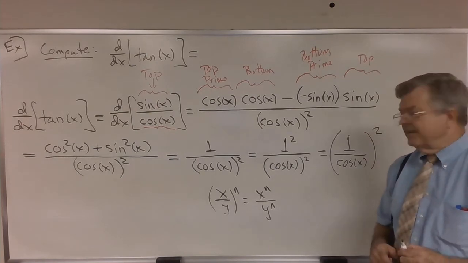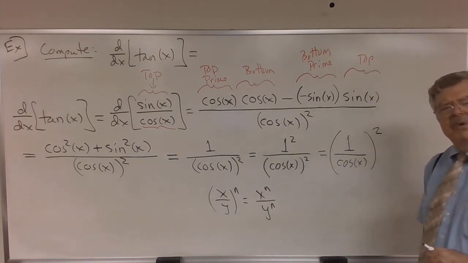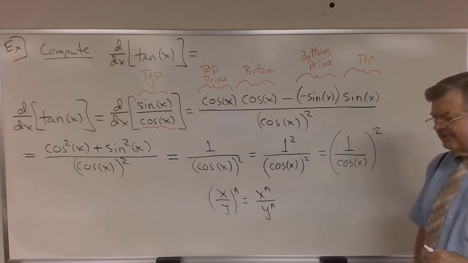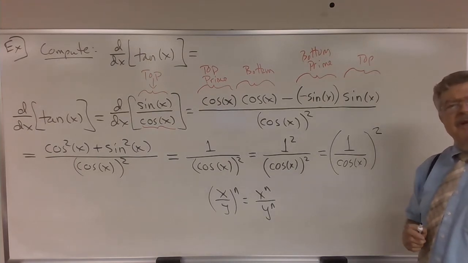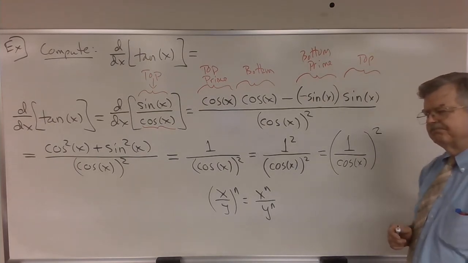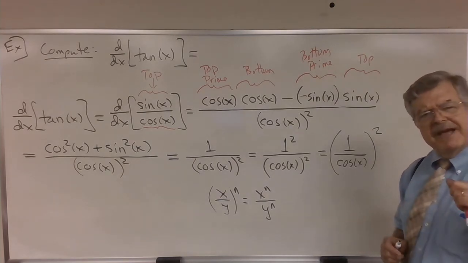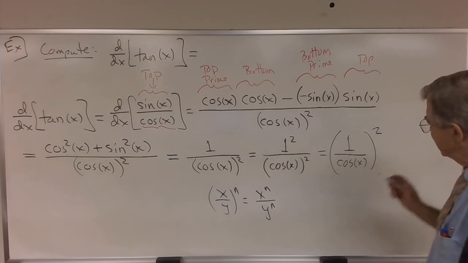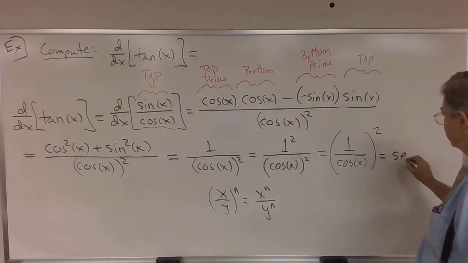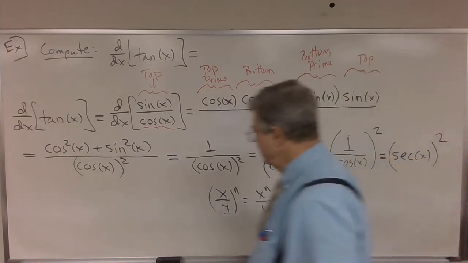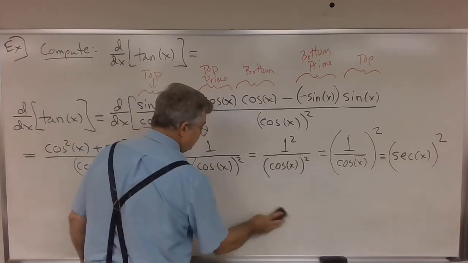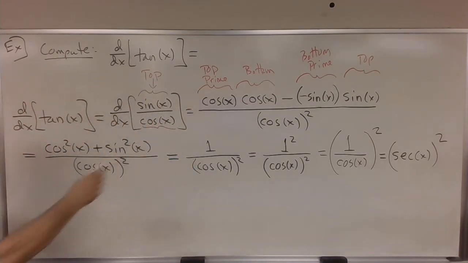Now let me ask you something. 1 over cosine of x, what is that? I'm sure it's a trig identity. 1 over cosine of x. Isn't that secant of x? I'm pretty sure it is. Secant of x, quantity squared. And now I'm going to take that and just write it in equivalent form. Secant squared x.